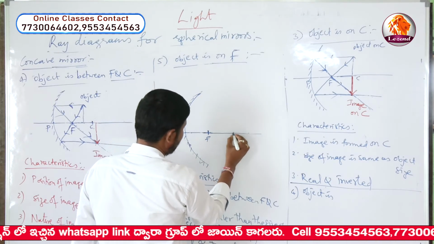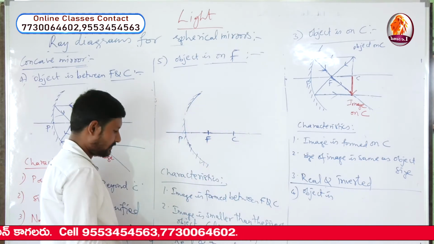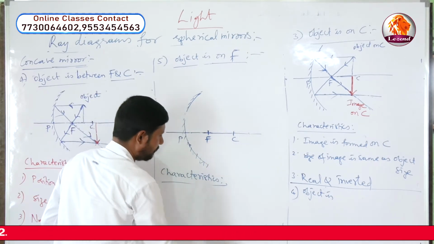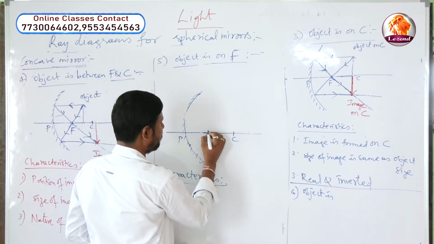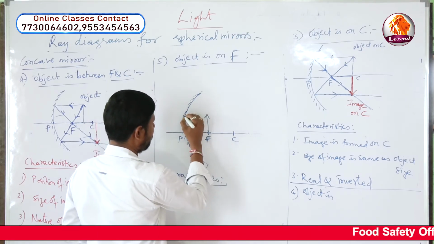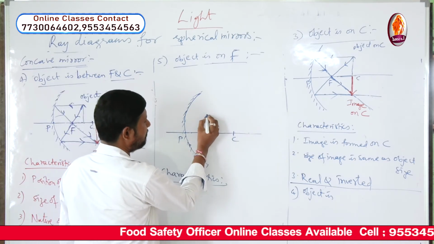F. This is a center of curvature. I am placing the object here now. Okay, and now from the object I am considering two light rays.